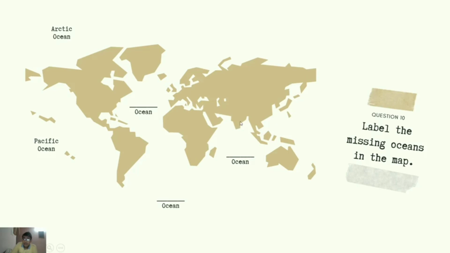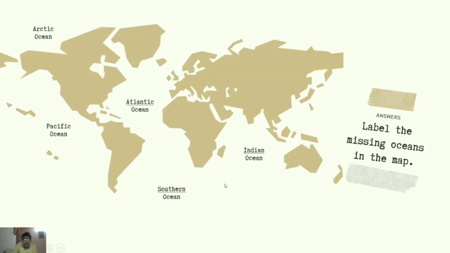Definitely the ocean which is below India is the Indian Ocean. Then the ocean between North America and the European continent is the Atlantic Ocean. And the ocean below the Indian Ocean and the African continent, or above Antarctica, is nothing but the Southern Ocean. So here you can see Southern Ocean, Indian Ocean, Atlantic Ocean. And this is the Arctic Ocean above North America, and the Pacific Ocean on the western side of the North and South American continents.